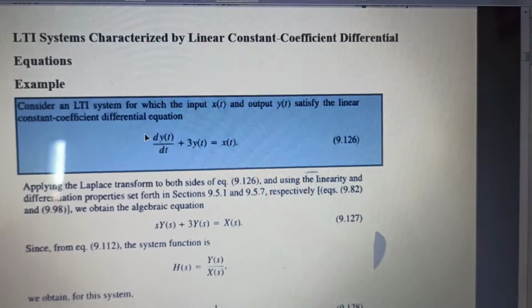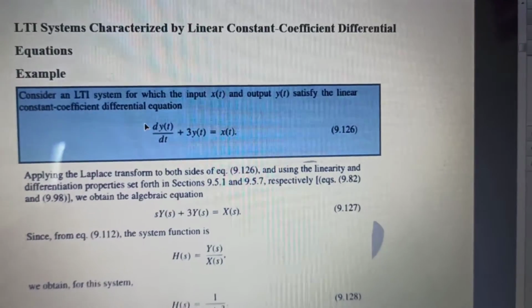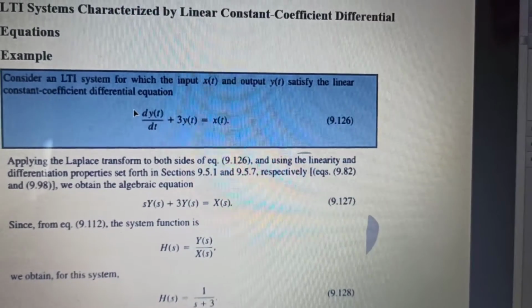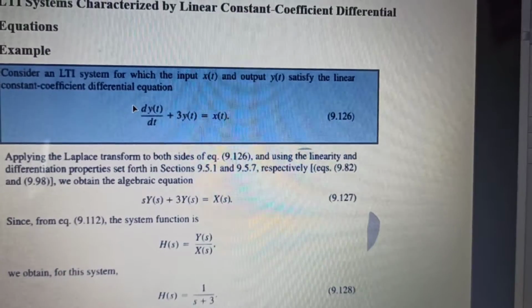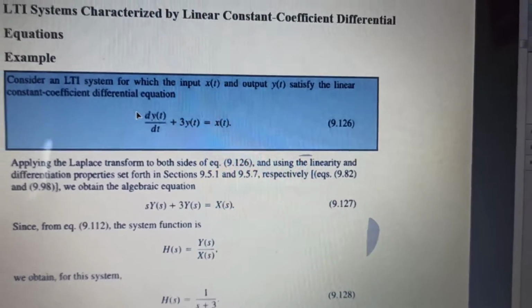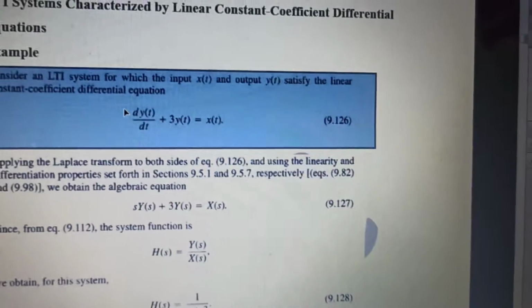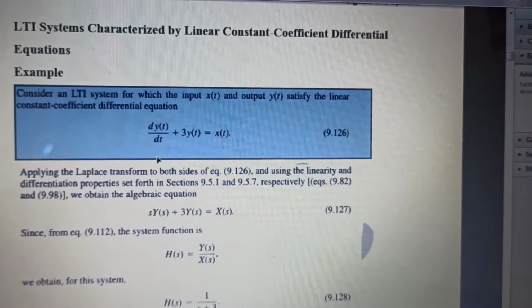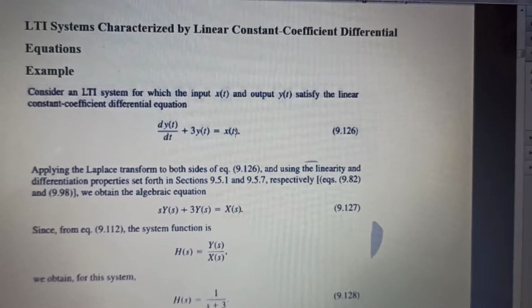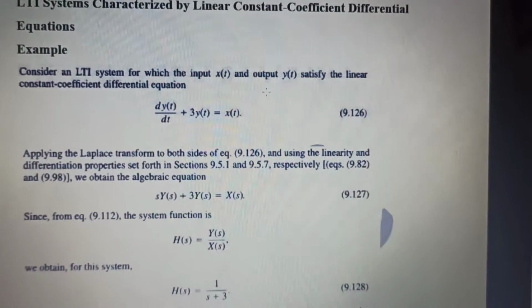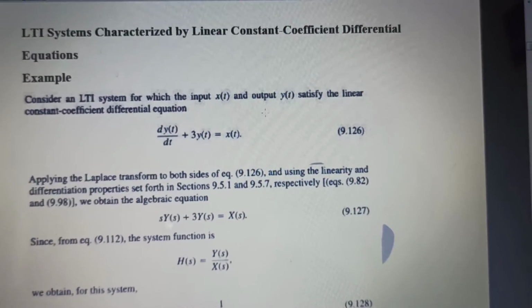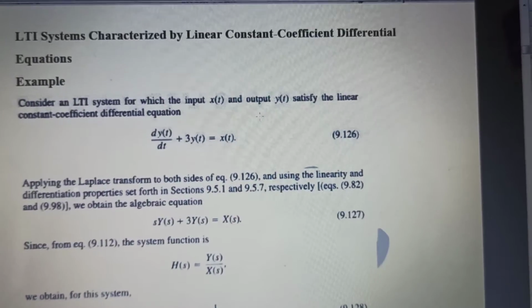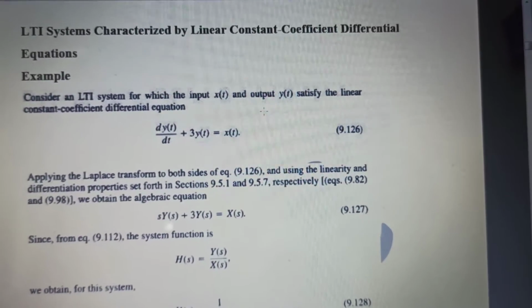Okay, a very important thing that needs to be taken care of is that if we look at the differential equation very clearly, then we can definitely say that both y and x, the input and the output, are variable. They both vary as a function of time t. Okay, now we will apply the Laplace transform.